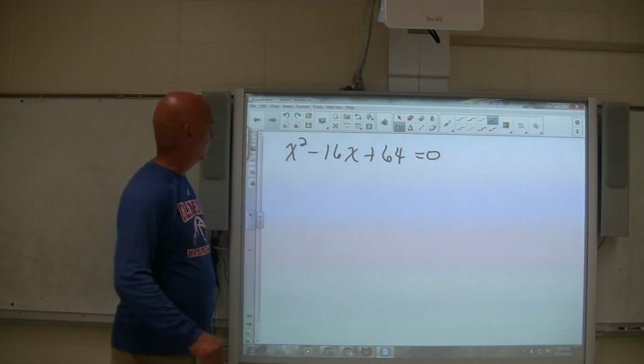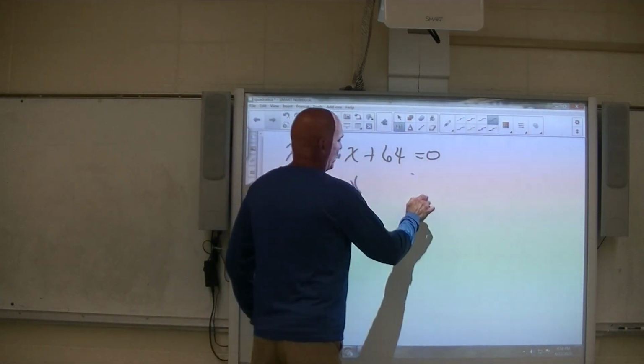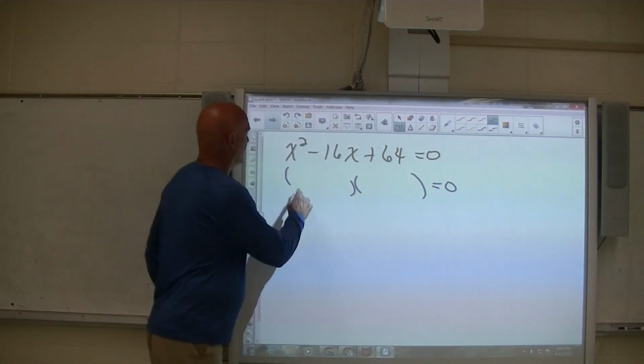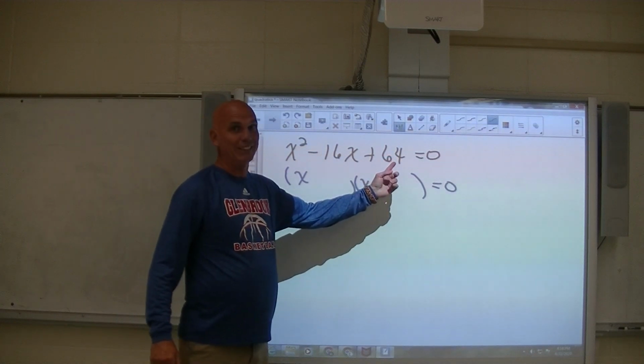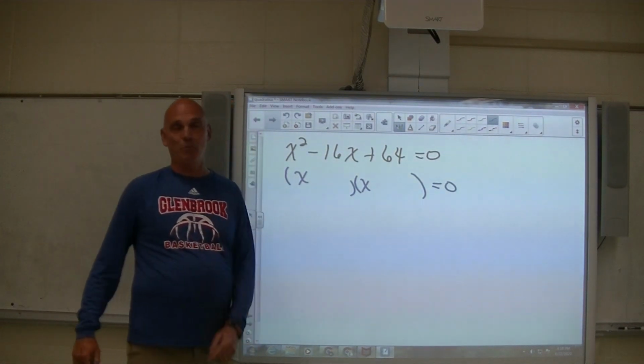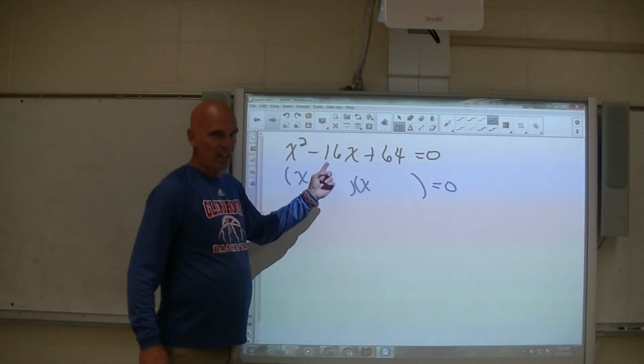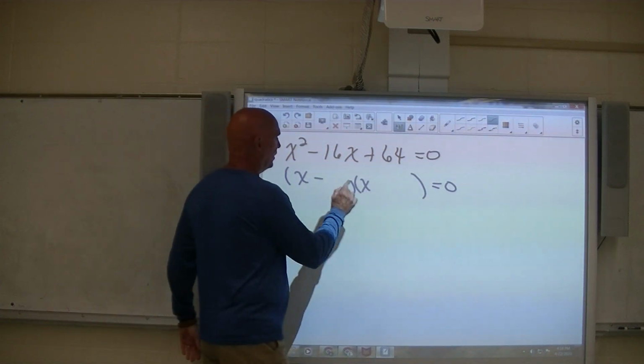All right? Solving by factoring, though. Let's see if we can factor this. So multiply 2 numbers together. It's going to be x times x to give you x squared. Multiply 2 numbers together to give you positive 64. That means the signs have to be the same. And you're going to add them to give you a negative 16. That means both signs are negative.